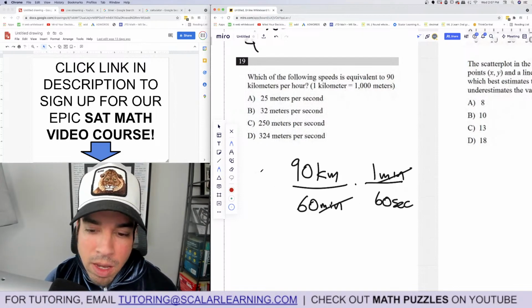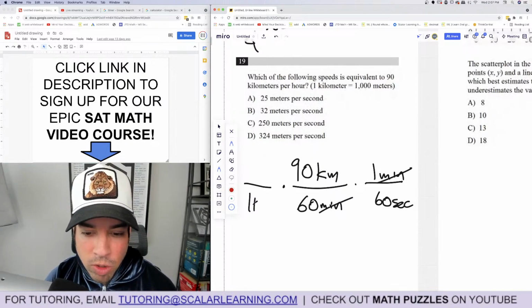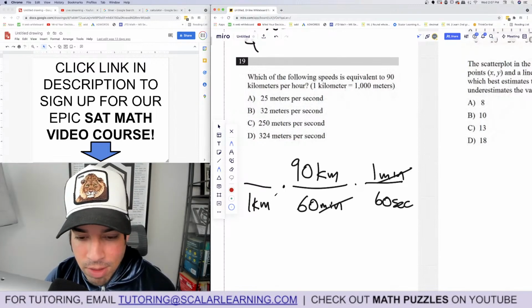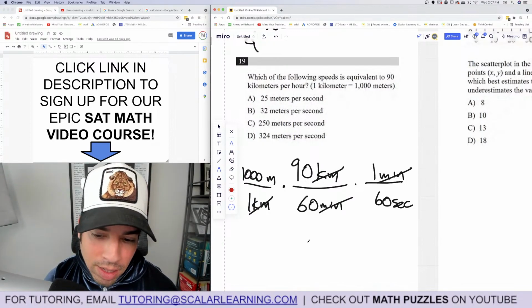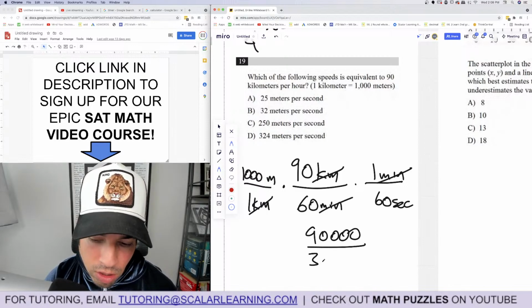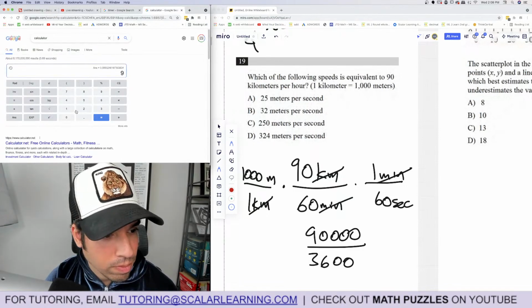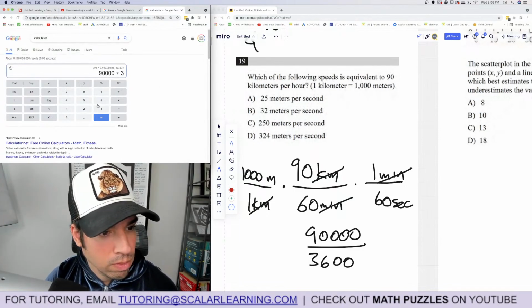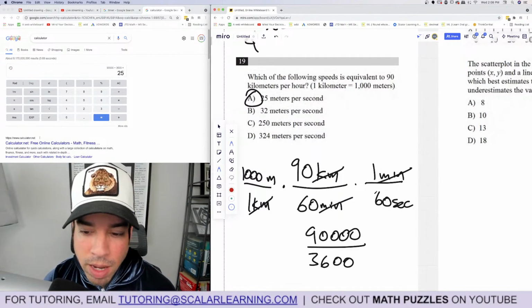Cancel, cancel. And then I know that kilometers to meters, they give us the equivalency. 1 kilometer. Notice how it's always flip-flopped, right? You need to have them opposite so the units cancel out. 1,000 meters. Cancel, cancel. And then I get 90,000 over 3,600, which is 25. Boom. A is the winner.